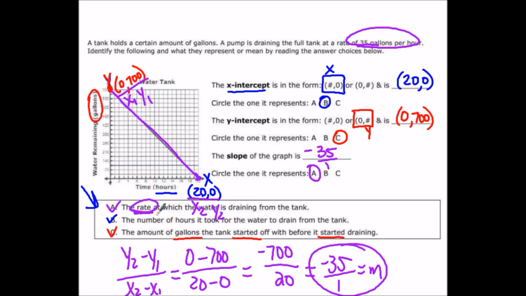And if you're looking for your x and y intercepts, always match it to the word or words that are on that axis.